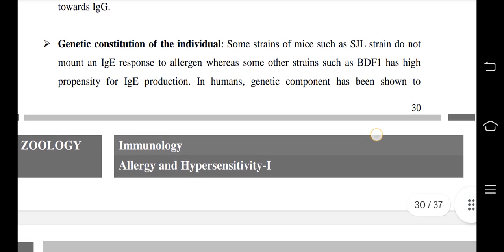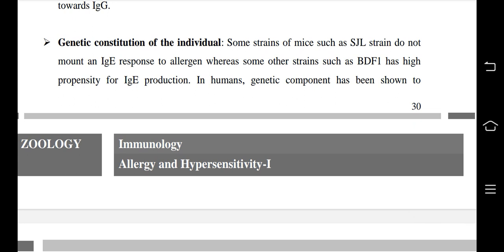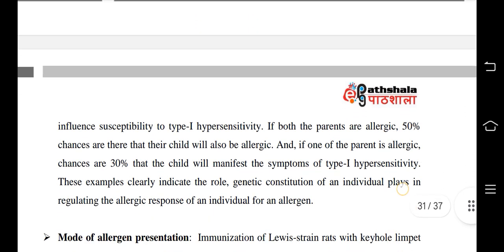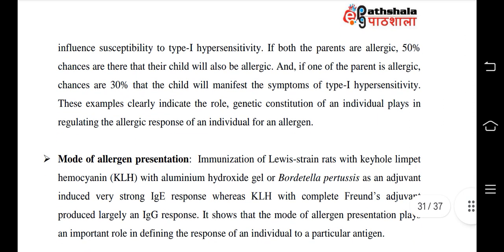Genetic constitution of the individual. Some strains of mice, such as SJL strain, do not mount an IgE response to allergen, whereas some other strains, such as BDF1, have high propensity for IgE production. In humans, genetic component has been shown to influence susceptibility to type 1 hypersensitivity.